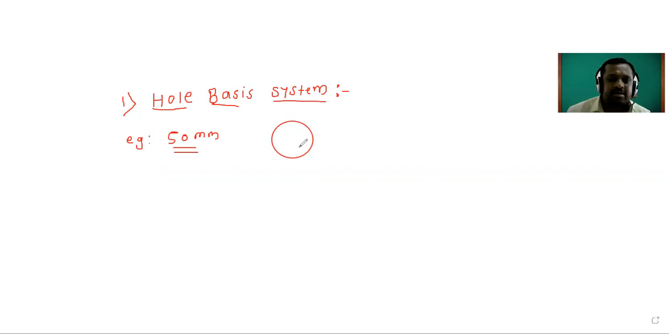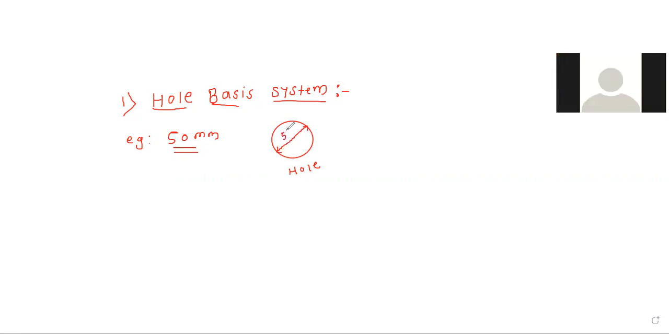What is the diameter of this hole? This is called the hole. Tell me the diameter of that hole. 50 mm. Hole is there. You have to concentrate here, we have to follow this system, the hole basis system. In this hole basis system I have manufactured one hole and the size of that hole will be 50 mm.